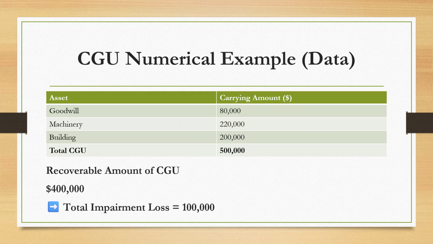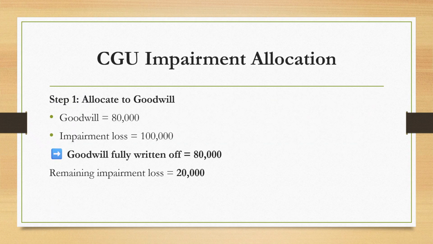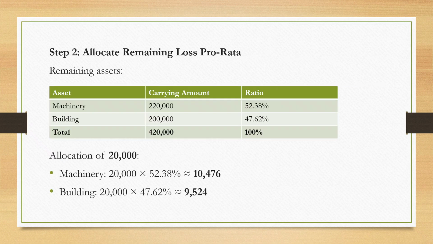In this cash generating unit example, total carrying amount is $500,000 and recoverable amount is $400,000. So total impairment loss is $100,000. Goodwill is $80,000, so it is fully written off first. This leaves a remaining impairment loss of $20,000 to be allocated to other assets. The remaining $20,000 is allocated proportionately to machinery and building based on their carrying amounts.